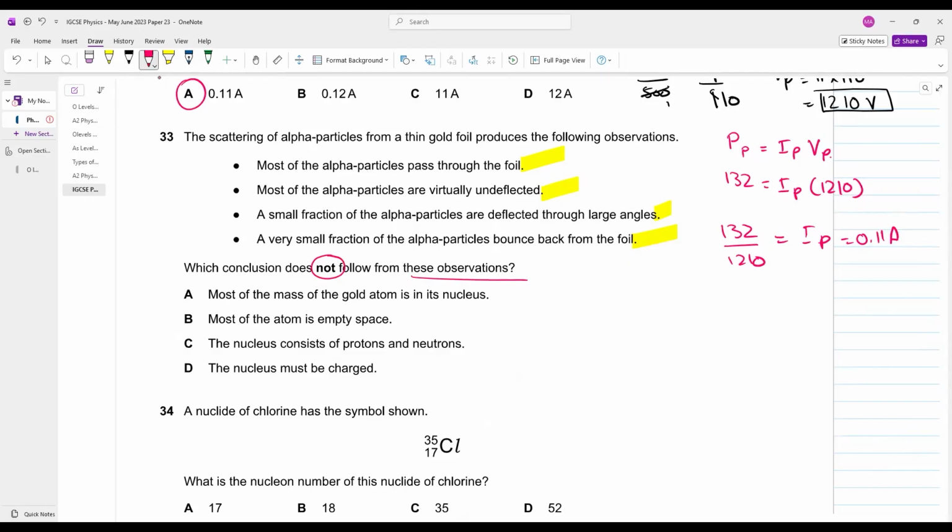Most of the mass of the gold atom is in the nucleus. Yeah, this is correct. Most of the atom is empty space. The nucleus consists of protons. We already knew that the nucleus consists of protons. But the alpha particle scattering experiment does not tell about neutrons. So C is incorrect. Beta, in the alpha particle scattering experiment we did not find out anything about the presence of neutrons. C is incorrect. This is an incorrect conclusion. Please mark C as your answer.